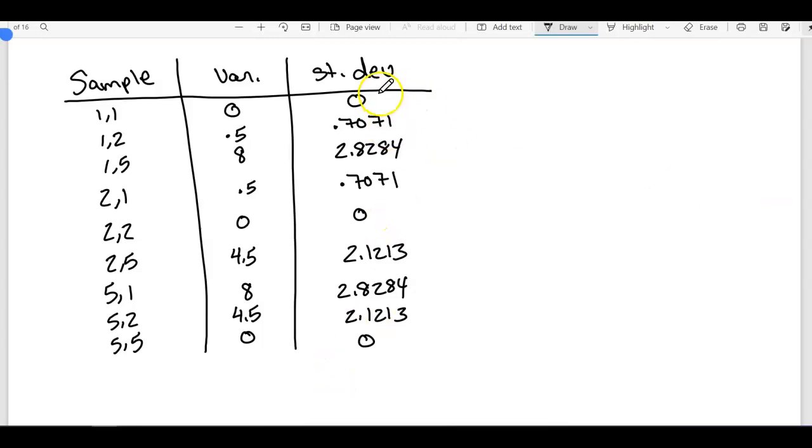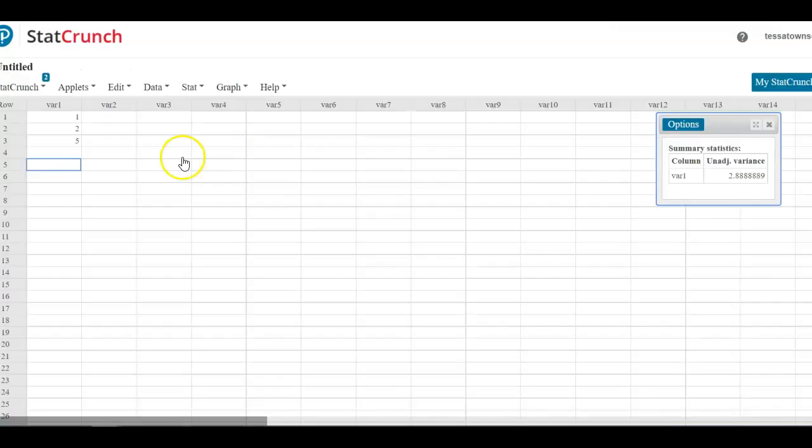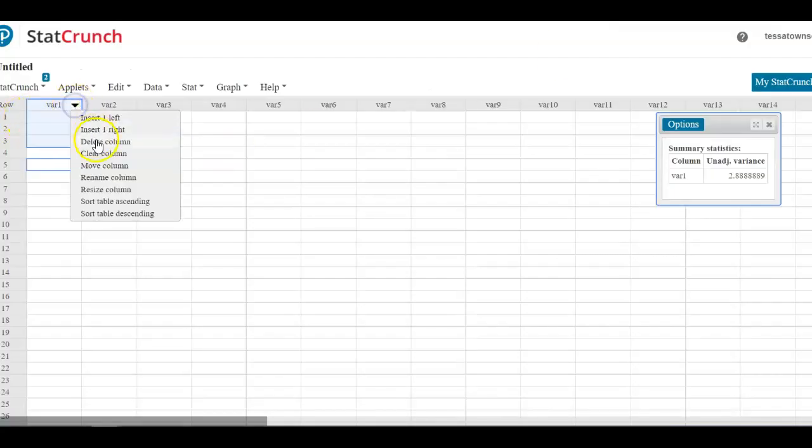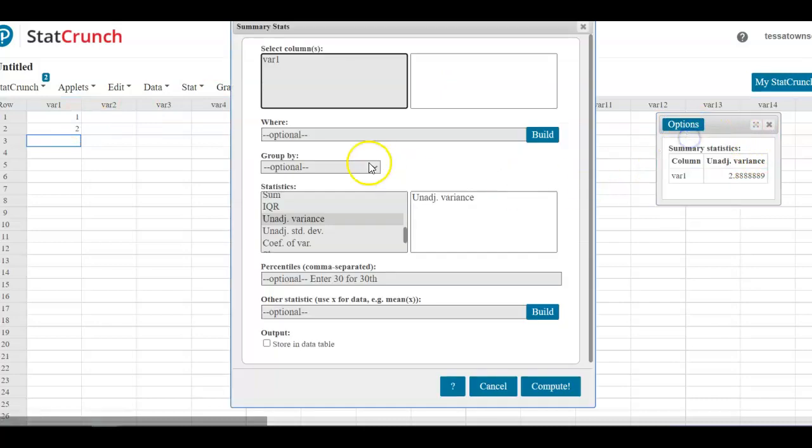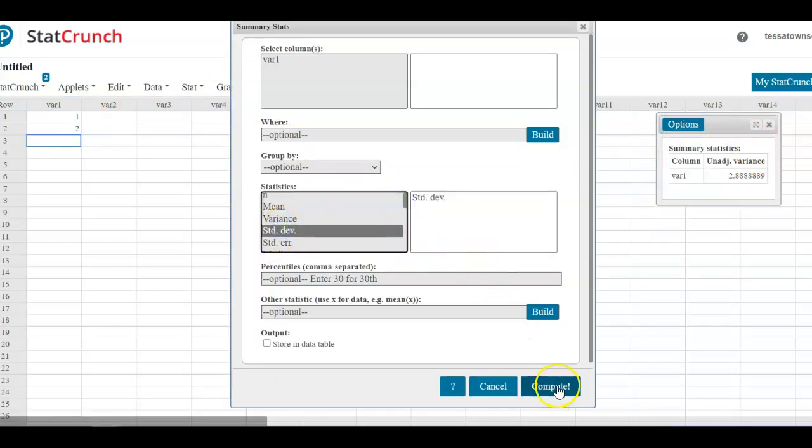So there's our numbers. Now notice we did round here to 4 decimal places. We used that variance to get there. We could have used StatCrunch as well. We could have found the variance for, let's say 1, 2. And down here, just choose your standard deviation. There's your standard deviation.